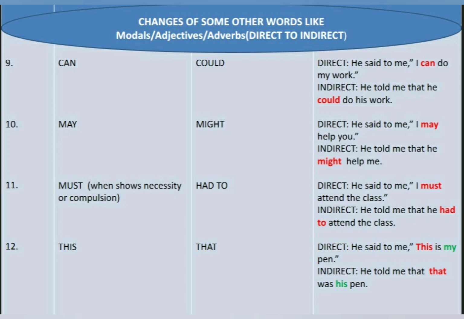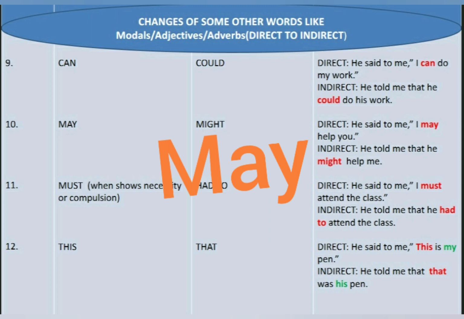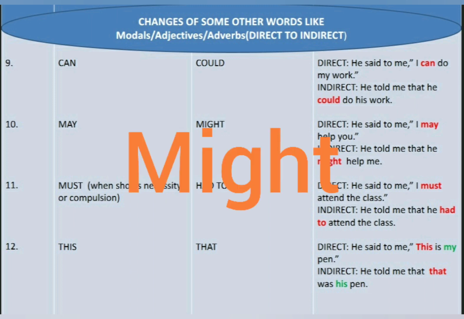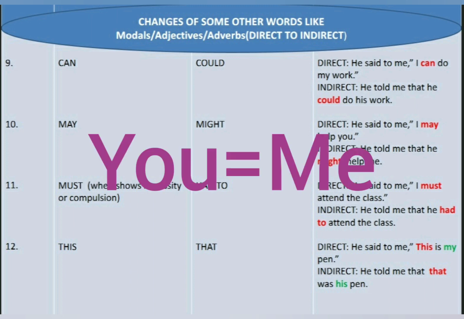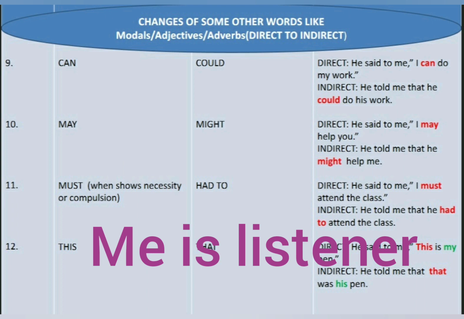10th point. If in direct speech we have may, it becomes might in indirect speech. See the example. He said to me, I may help you. When we convert into indirect, it becomes he told me that he might help me. Here, you is used for the listener, me. That's why it is converted into me.